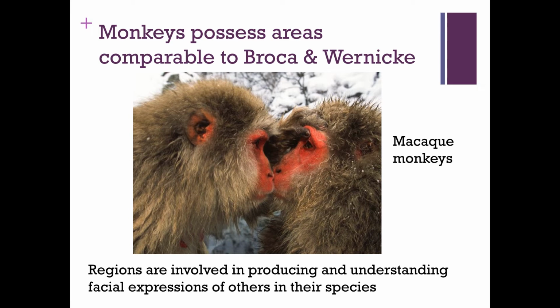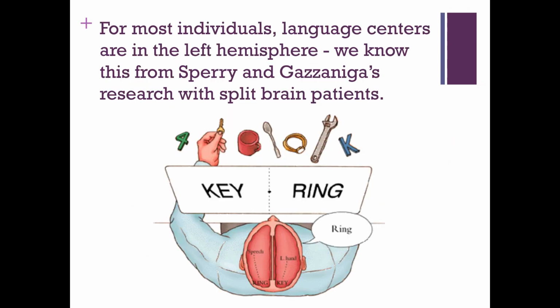Some really interesting research has shown that macaque monkeys have areas in their brain that are comparable to Broca's and Wernicke's areas, but these regions are involved in producing and understanding facial expressions of other monkeys in their species, as opposed to producing speech in the way that we do. But again, similar structures in their brains enable this type of production and comprehension of facial expressions.